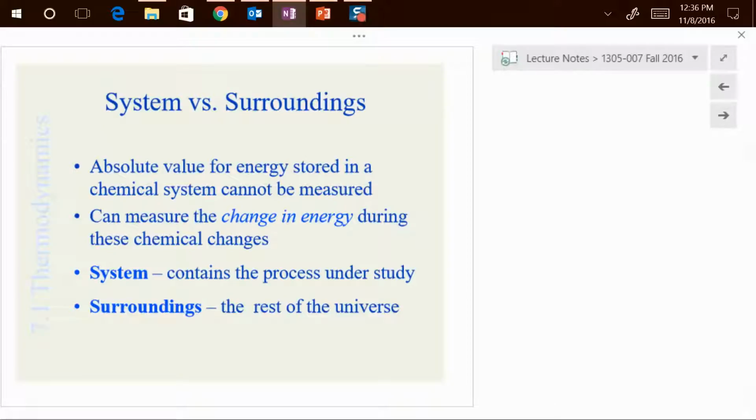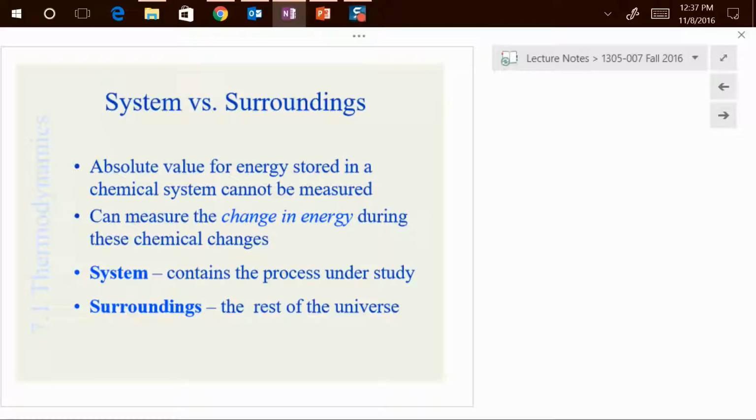Now when we're talking about thermodynamics and heat energy lost or gained, we have to define two systems. The first of those is the thing that's under study, the process under study, and we're going to refer to it as the system. What we are studying, that's our system. The surroundings is what's around it. And here we can say the surroundings obviously is the entire universe.